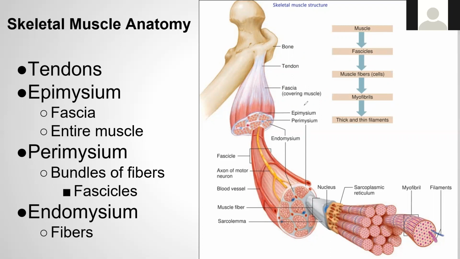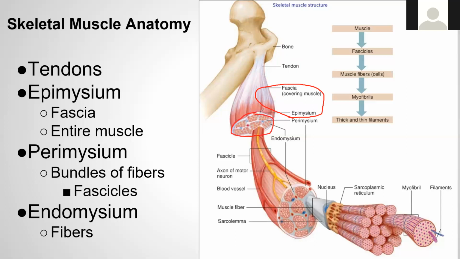From there, we have the epimysium. Anytime you see the suffix here, mysium, that means it's a covering. So anything that's a mysium will cover something else. Your epimysium really is continuous with your fascia. So the epimysium is the connective tissue that surrounds the entire muscle belly.